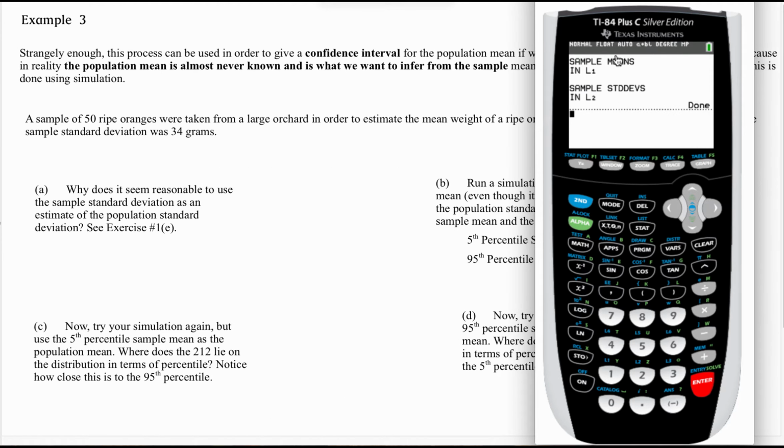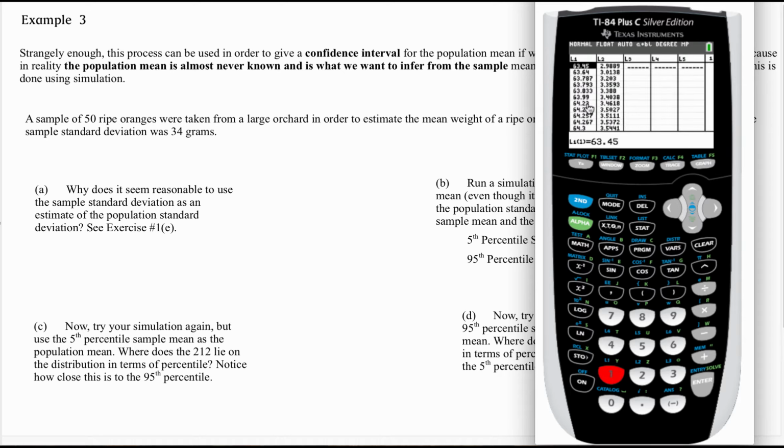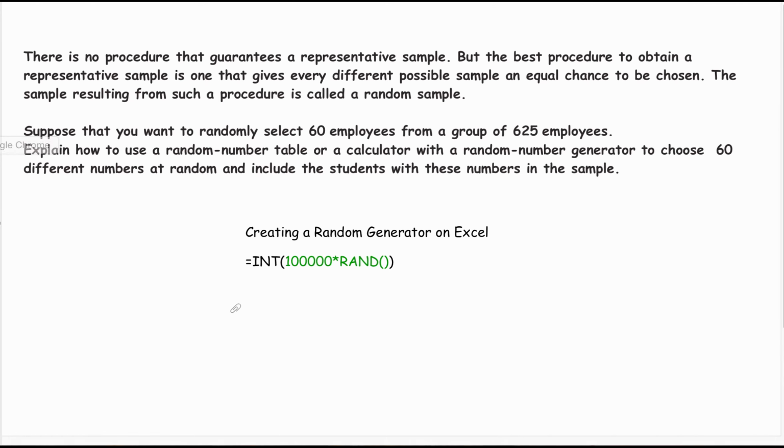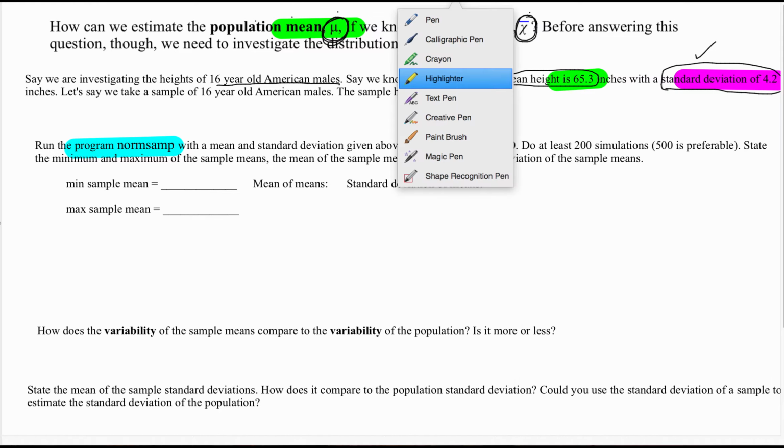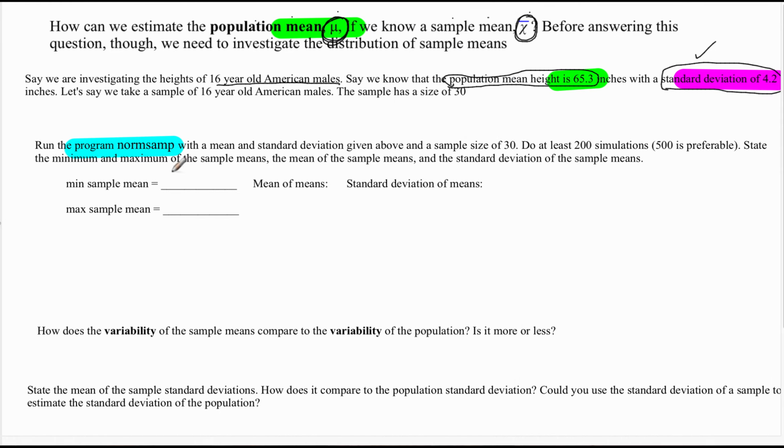All right, so here we are, done. It says the sample of the means is in list 1, and the sample of the standard deviations are in list 2. So I'm going to go into stat, go over to 1, and here we go. 63.45 was the lowest average we had, which was pretty darn close to the population of 65.3. 2 off. Let's see what else we got.